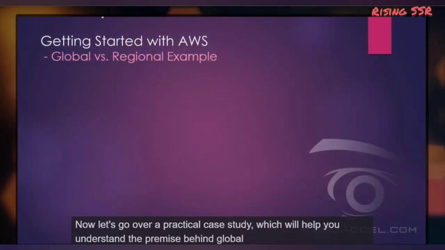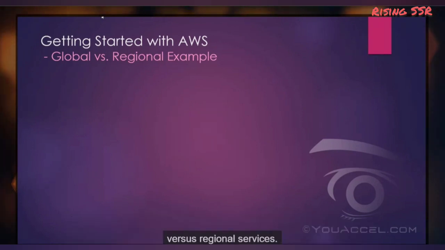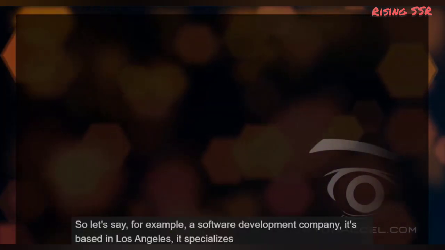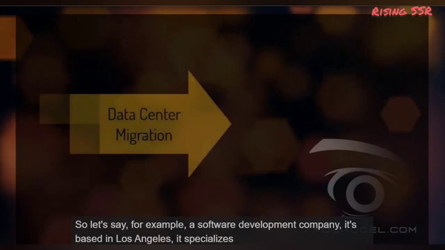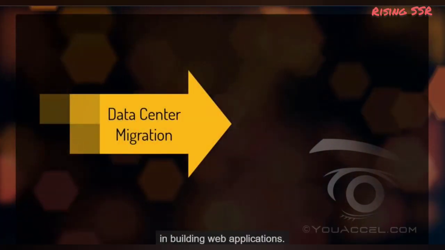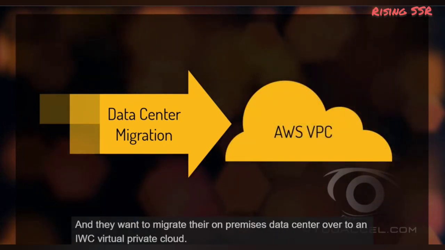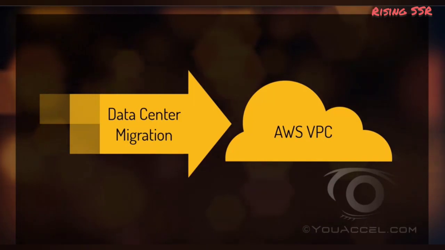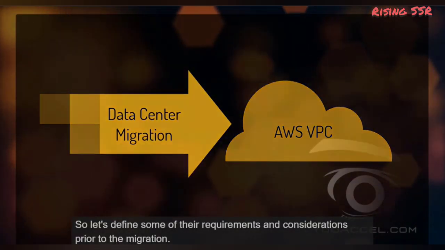Now let's go over a practical case study which will help you understand the premise behind global versus regional services. So let's say, for example, a software development company, based in Los Angeles, specializes in building web applications, and they want to migrate their on-premises data center over to an AWS virtual private cloud. So let's define some of their requirements and considerations prior to the migration.